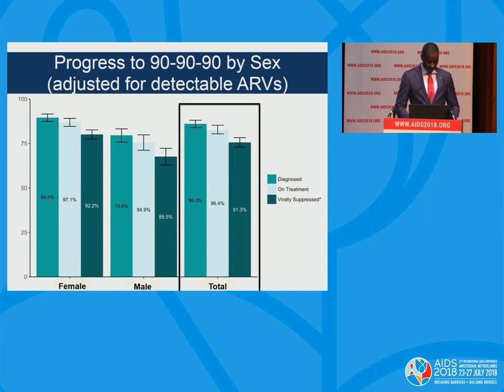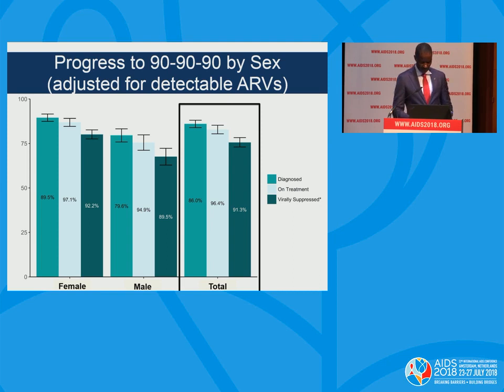Progress to 99. We have results on the 99 cascades adjusted for detectable ARV to give more accurate results than self-reporting alone. As you can see, 86% of Namibians aged 15 to 64 living with HIV are aware of their status, with females, yet again, more likely to be aware than males. In this case, awareness was defined as self-reporting as HIV positive or having a detectable ARV medication in the blood.